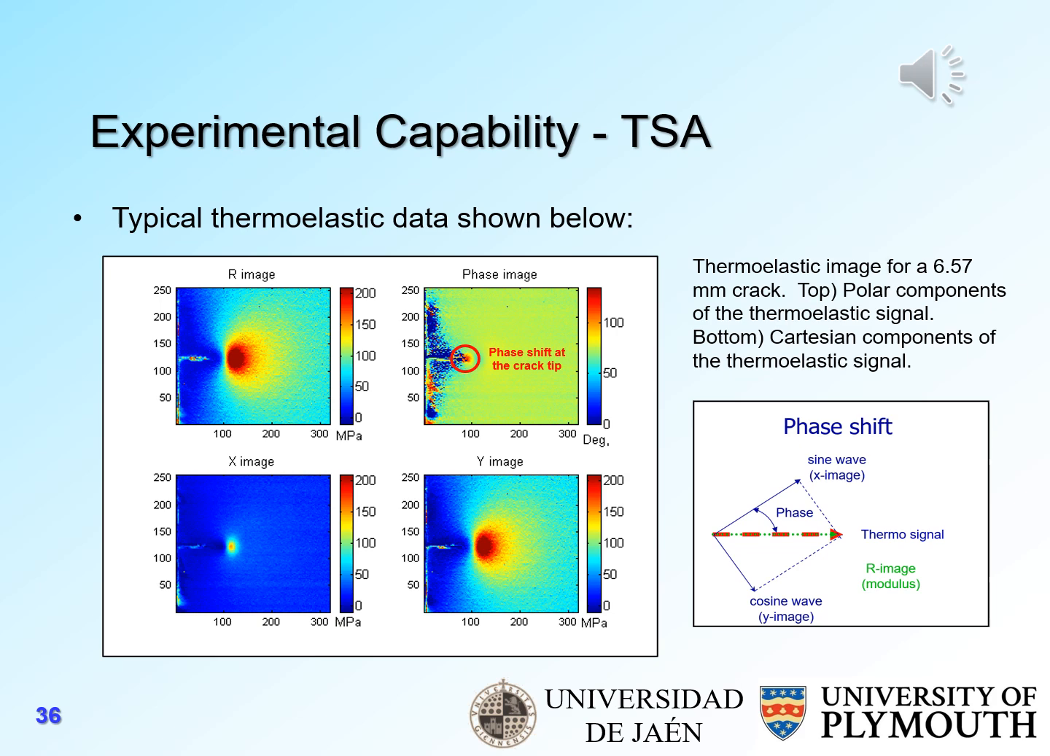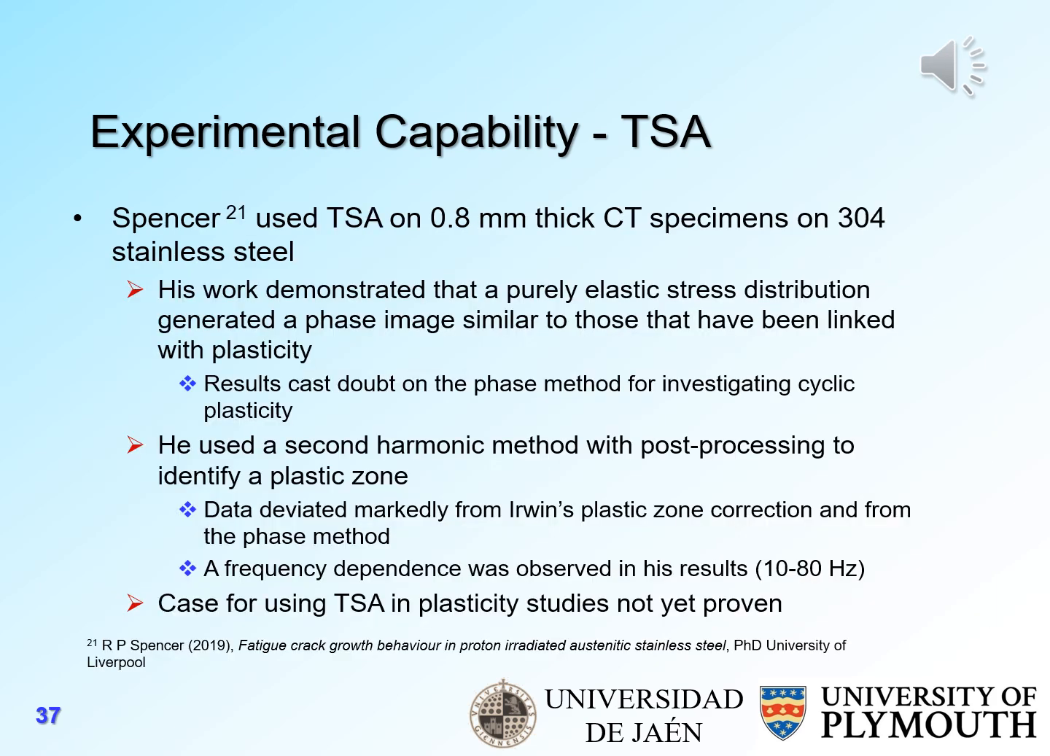Under adiabatic conditions, this phase difference remains constant. However, at the crack tip, there exists an irreversible heat generation due to plastic work, which leads to a loss of adiabatic conditions. This loss of adiabatic conditions can be easily identified as a phase shift in the crack tip area. As I've mentioned, there is some work by Rory Spencer in his PhD thesis at the University of Liverpool that sheds a little bit of doubt on whether thermoelastic stress analysis does actually measure crack closure and the effective plastic zone size.